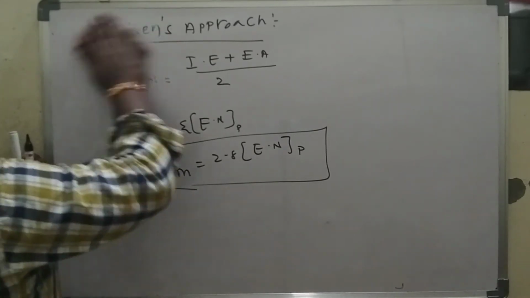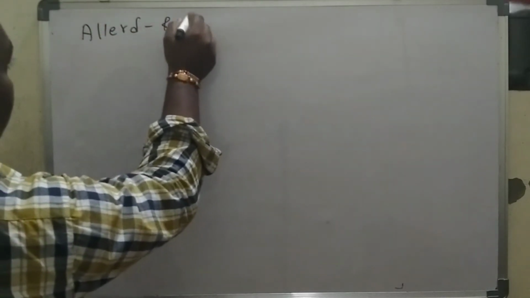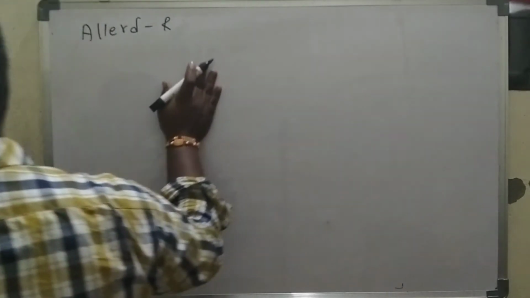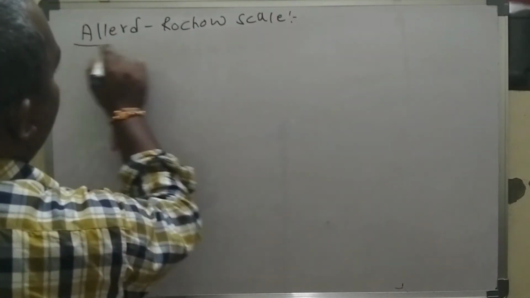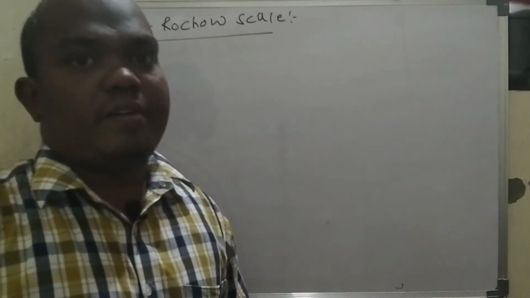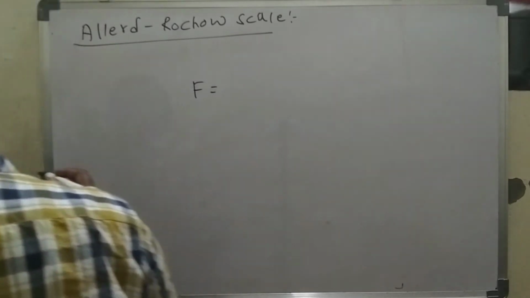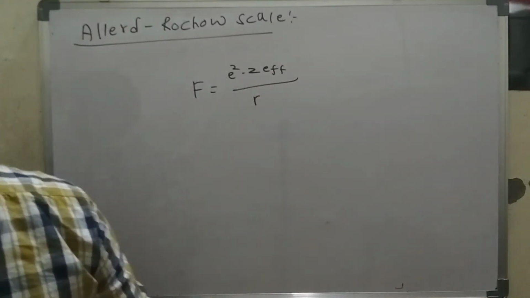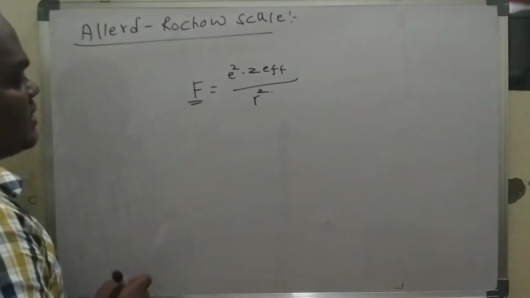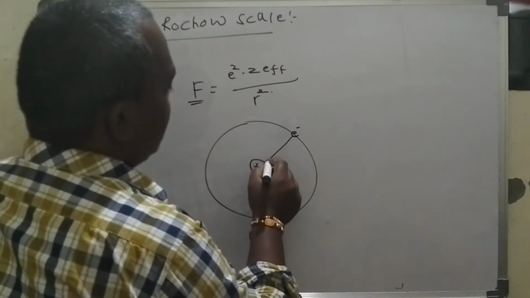The next one is the Allred-Rochow approach. Here the electronegativity of an atom is calculated using the formula force is equal to e squared Zeff by r squared. This is the force exerted by the nucleus on the outermost electron.